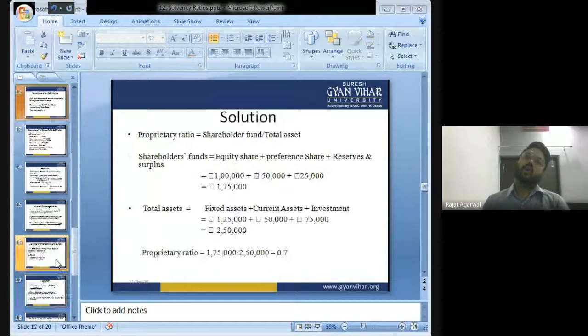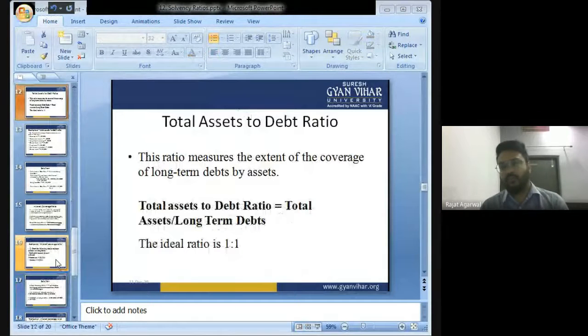Now, total asset to debt ratio. The ratio measures the extent of the coverage of long-term debt by assets. Total asset to debt ratio equals, as the name suggests, take the formula from the name only. Total asset to debt means total asset divided by long-term debt. In total asset, I already told you we will consider both current asset plus non-current asset.